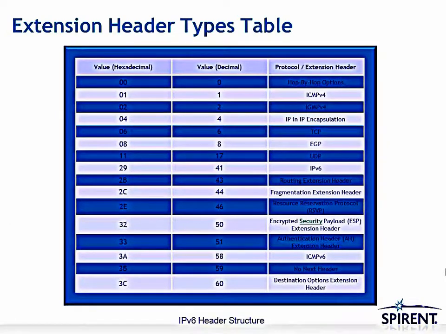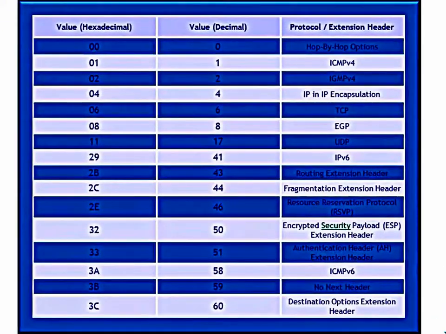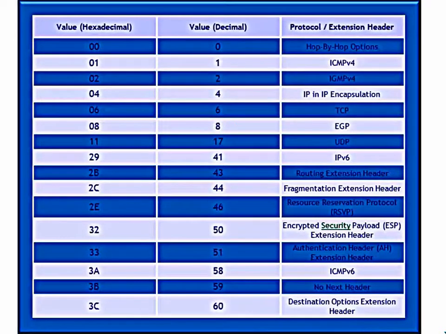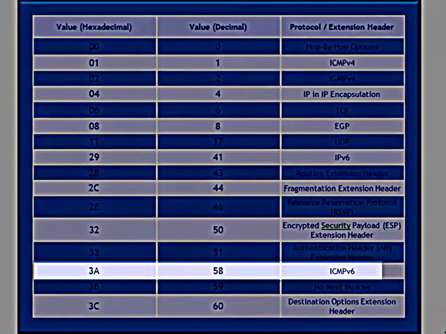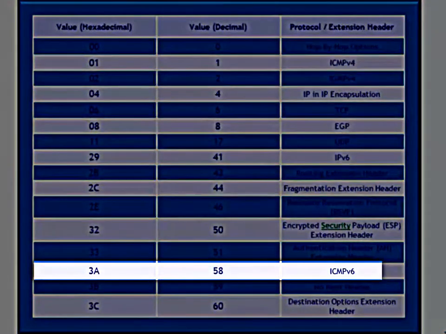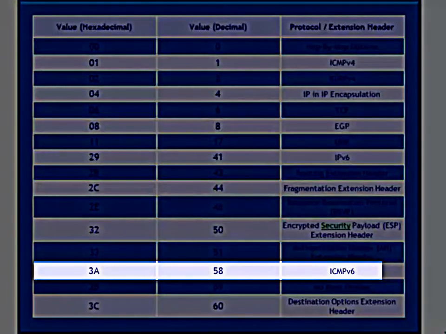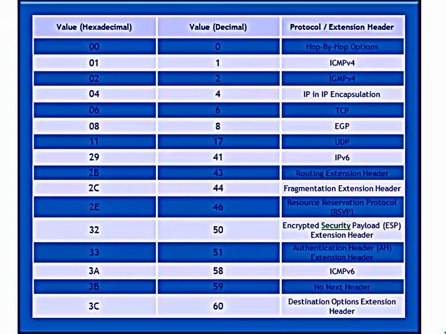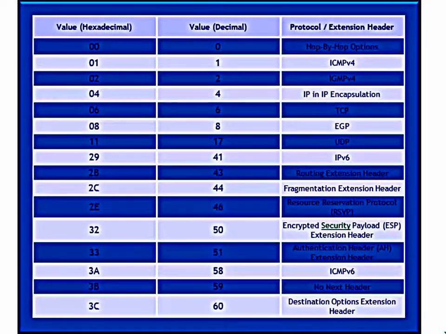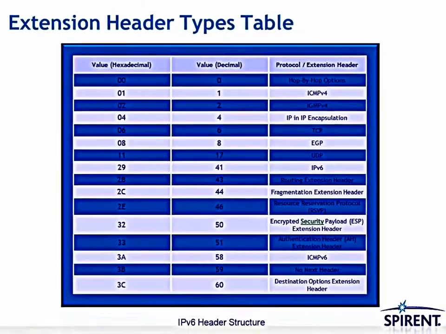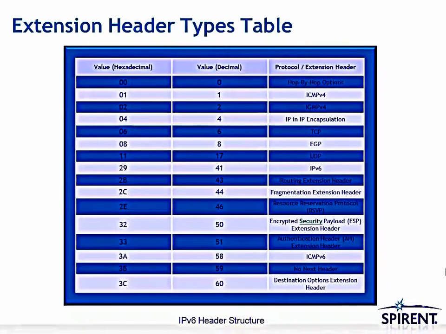So just another view of the extension header types in a table format, in both hexadecimal and decimal values. One thing that you should get used to seeing with IPv6 is the next header value of decimal 58, which is near the bottom of the screen, and that's the value for ICMP version 6, or Internet Control Message Protocol version 6, as we're going to find out in a different topic in this series of the Demystifying IPv6 course. ICMP version 6 is used for a lot of processes with IPv6.